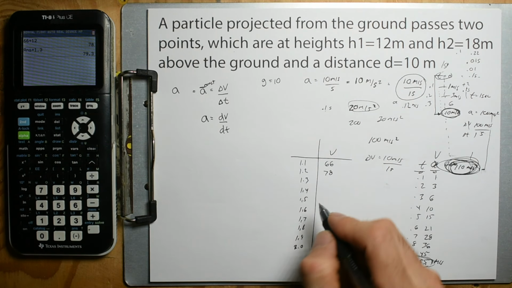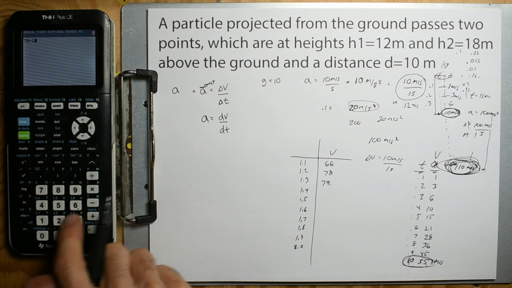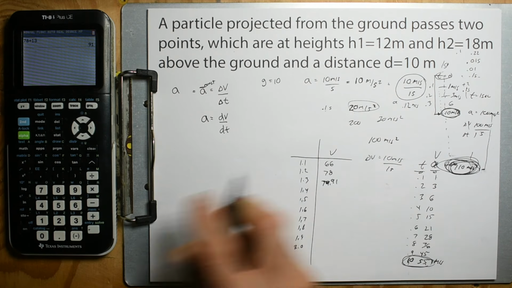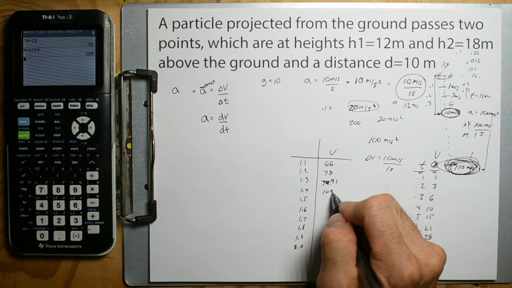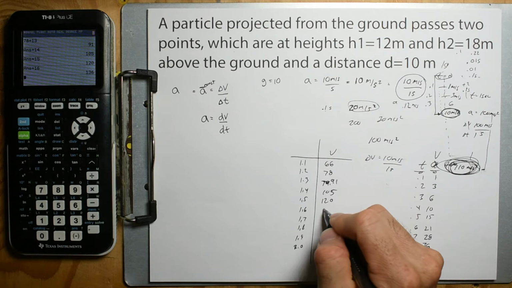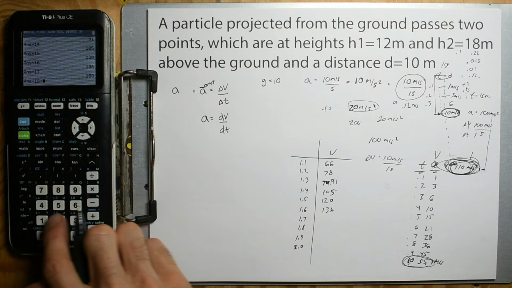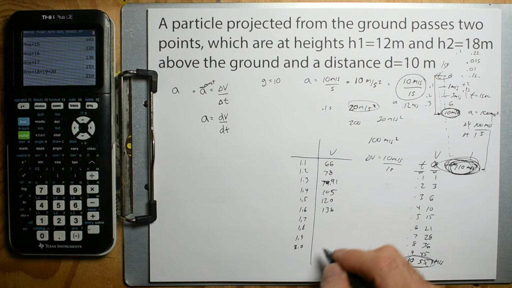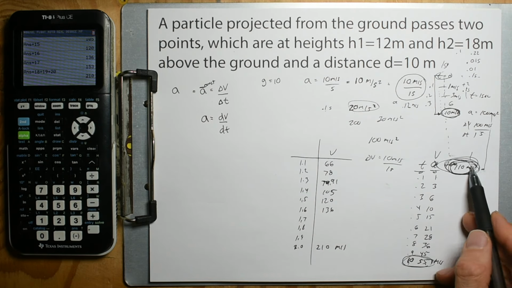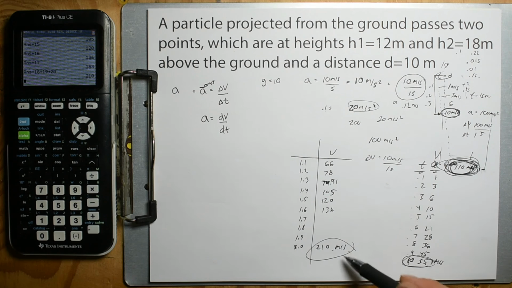Plus 13 is 91. Plus 14 is 105, plus 15, plus 16. So we got 120, 136, plus 17, plus 18, plus 19, plus 20. And so we have a speed of 210 meters per second. So basically double our initial guess. And this is still not the true right answer.